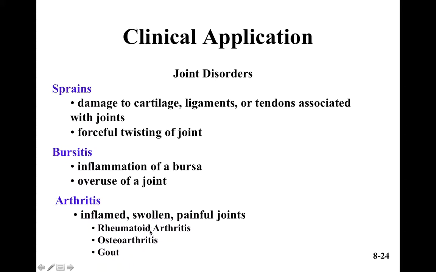Osteoarthritis is an overuse type of arthritis. There are some hereditary causes, but generally it's just an overuse. And it is also the most common type of arthritis. Especially as our population extends their lifespan, osteoarthritis becomes more prevalent.